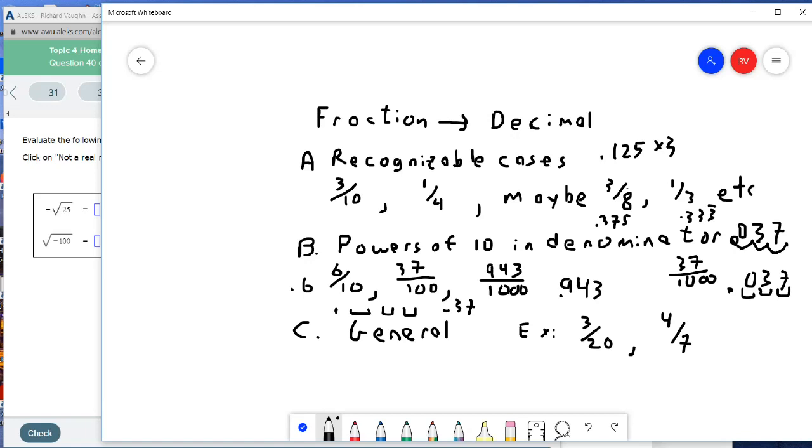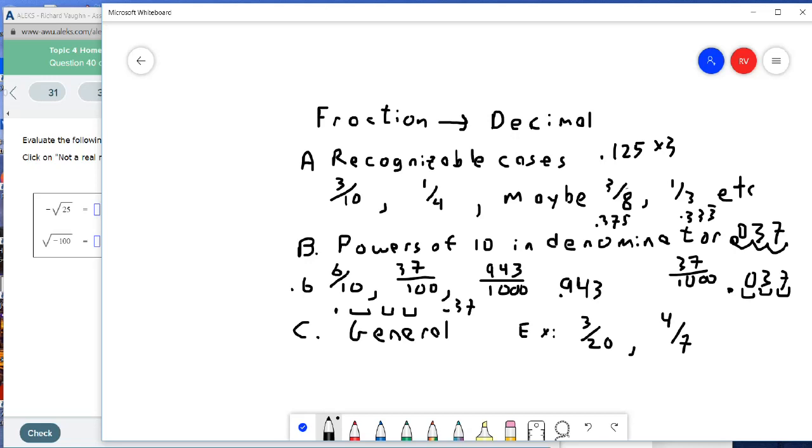Things you recognize or things that are powers of 10 in the denominator. In the more general case, there isn't an easy way of doing this. There are some tricky ways that are almost not even worth telling you about. So for example, on 3/20 here, you can multiply the top and the bottom by 5 to create a power of 10, which is 100. And then I'd have 15 over 100, which is 15 hundredths, which is 0.15.